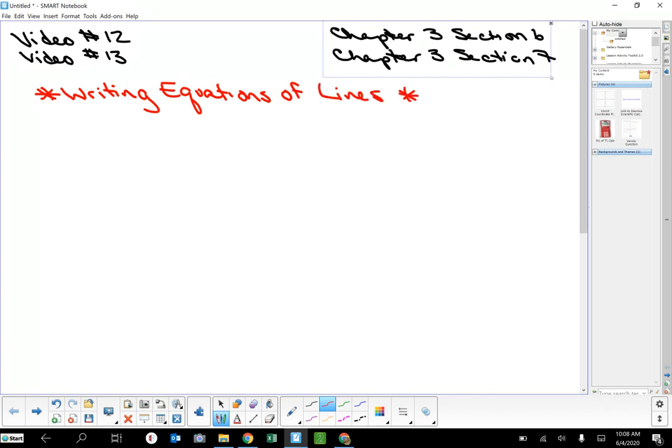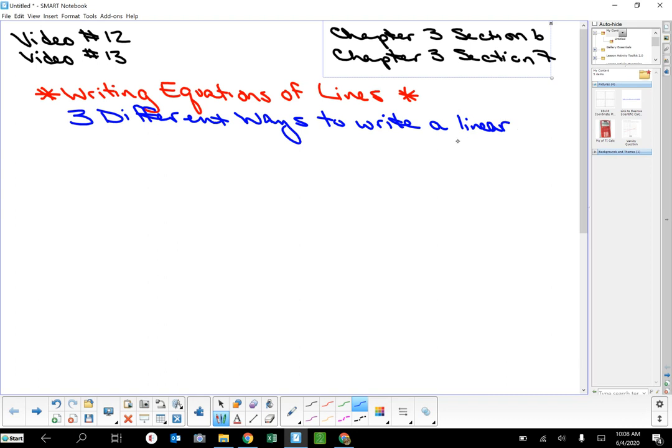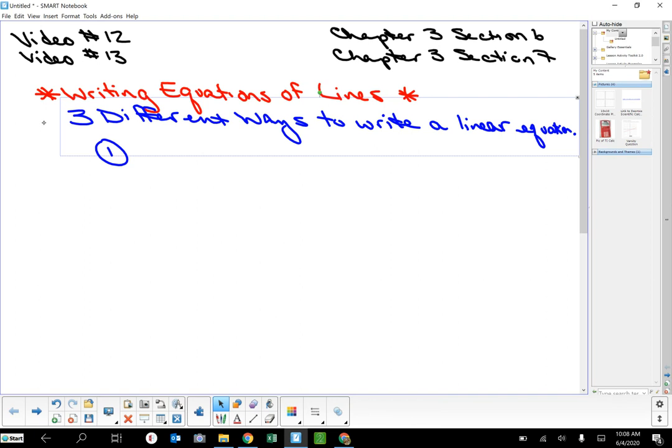Now, there are 3 different ways for you to write an equation of a line, and those 3 ways, let's just state that there are 3 different ways. Linear equation. Can you fit this all in one line? Okay, so the first way is a way that you are very familiar with and comfortable with, at least should be.